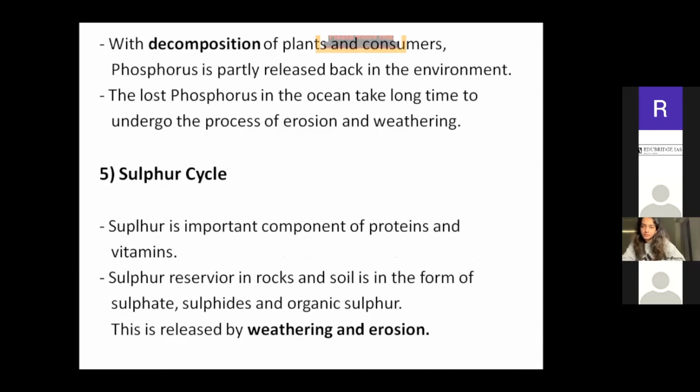Fine. How is it released back into the environment? Again, through decomposition. So through decomposition of plants and consumers, phosphorus is partly released back into the environment. Why partly? Because part of it is in the oceans.